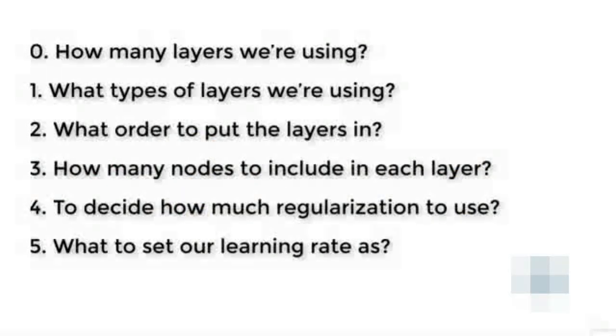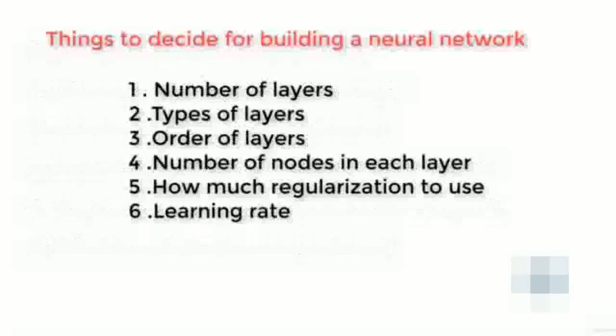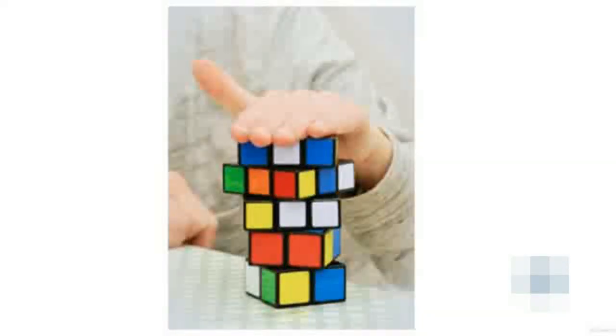For example, we have to choose how many layers we are using, what type of layers we are using, what order to put the layers in, how many nodes to include in each layer, decide how much regularization to use, what to set our learning rate as, etc. Number of layers, types of layers, order of layers, number of nodes in each layer, how much regularization to use, learning rate. Building and validating our model can be a huge task in its own right, depending on what data we are training it on.